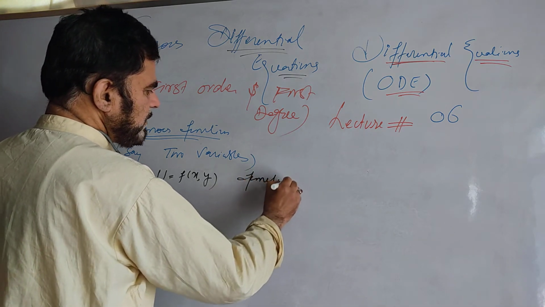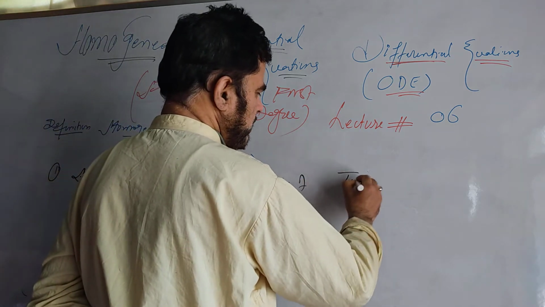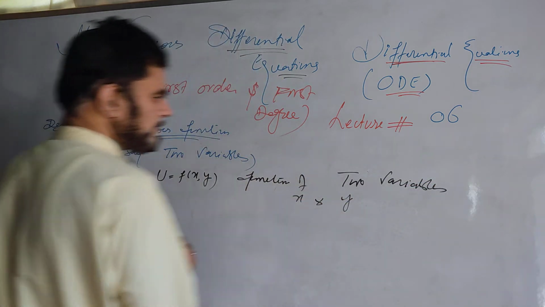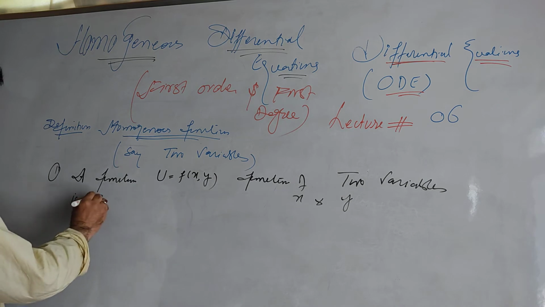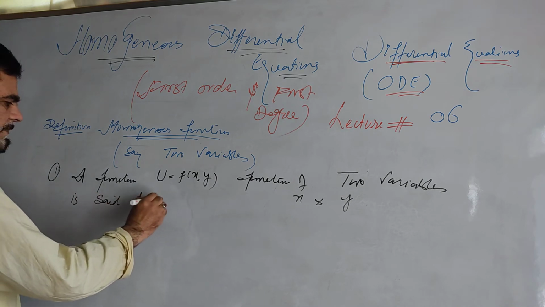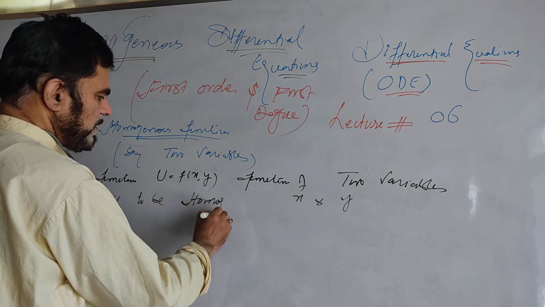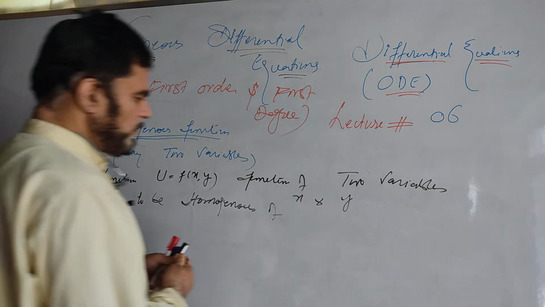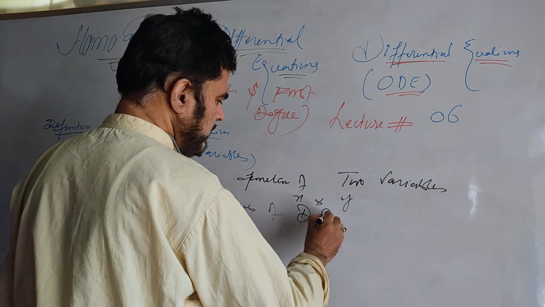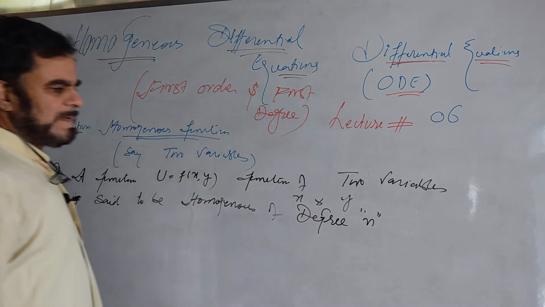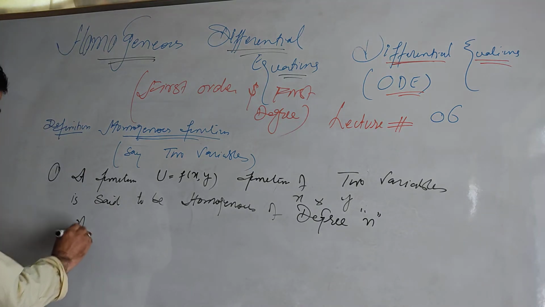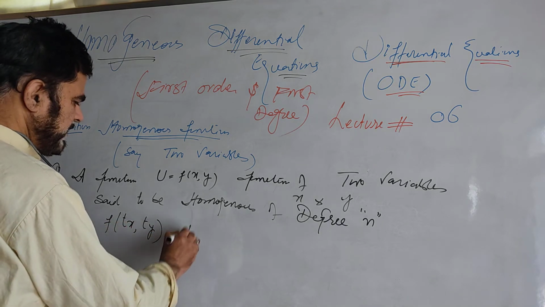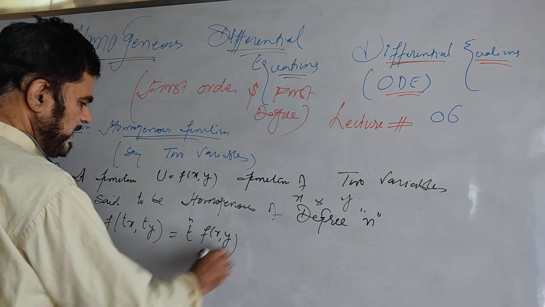A function of two variables, x and y, is said to be homogeneous of degree n if f of tx, ty we can write as t raised to power n f of x, y. This is the first definition.